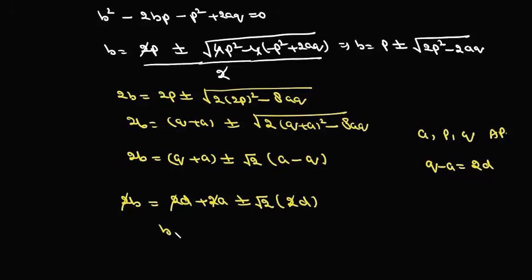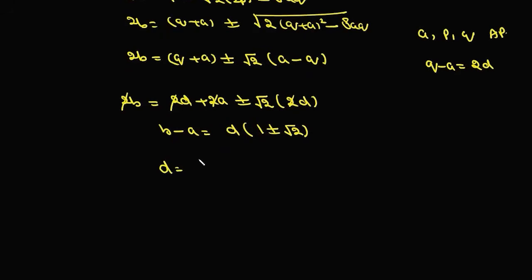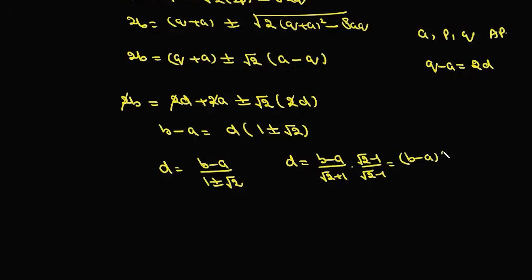Then we'll get B minus A is equal to D into 1 plus minus root 2, or this common difference will be B minus A upon 1 plus minus root 2. Now if we take plus sign, then we get B minus A upon root 2 plus 1. We'll multiply and divide with root 2 minus 1. So it will be B minus A into root 2 minus 1.